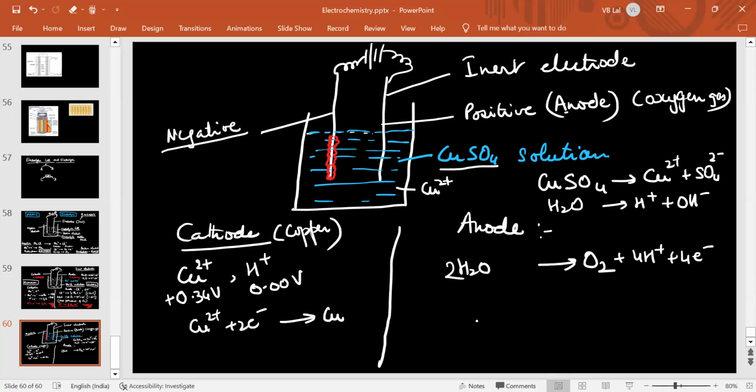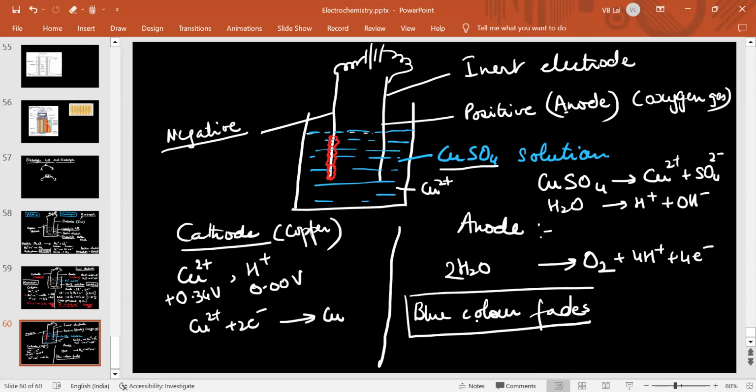So what will happen to the color of the solution? Slowly, Cu2+ ions will be used in making copper here. So the color will fade. After some time, the blue color will fade. Why does the blue color fade? The blue color fades because the copper ions start getting discharged at the cathode.